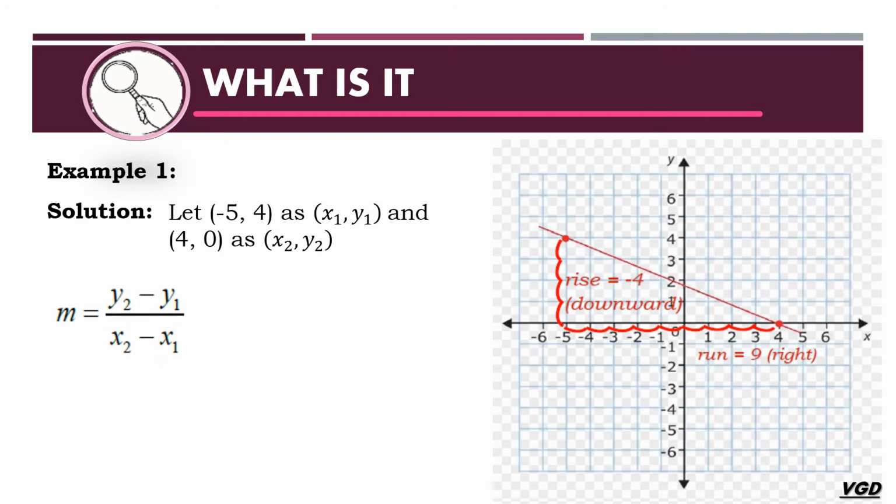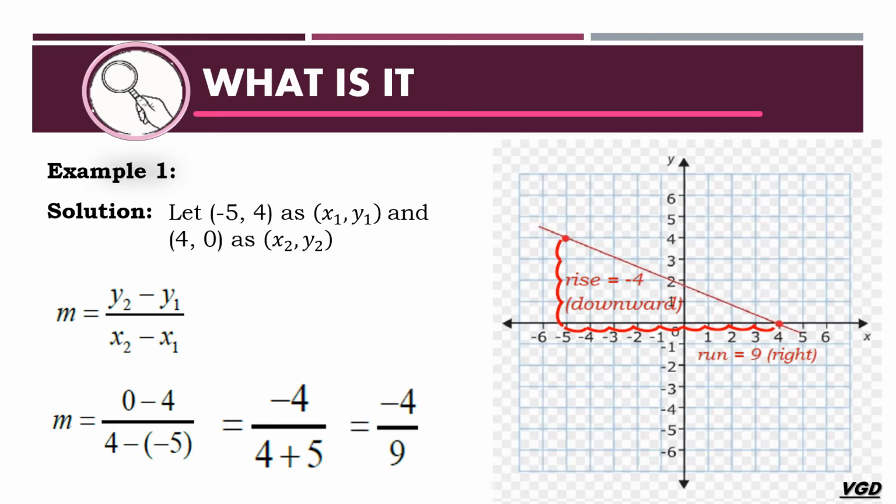So from the formula of the slope, we got here 0 minus 4 over 4 minus -5. And let's simplify. So we will get -4 over 4 plus 5 is equal to -4/9. So therefore, our answer a while ago was just the same as our answer now. So you can just use the rise over run formula if there is a specific point given.